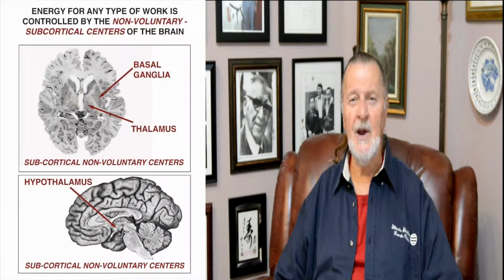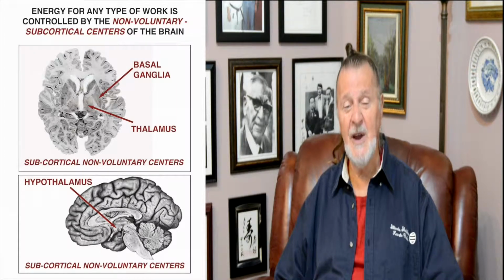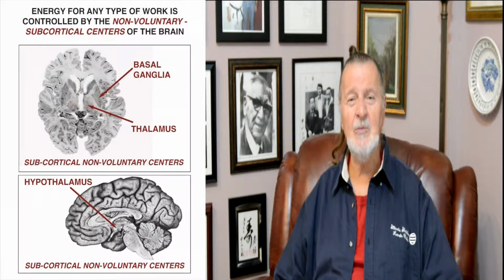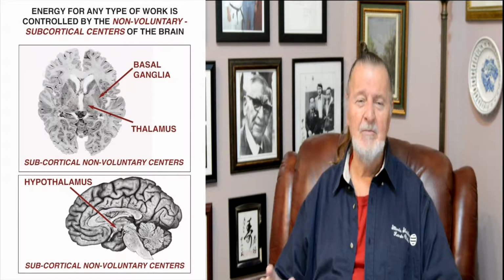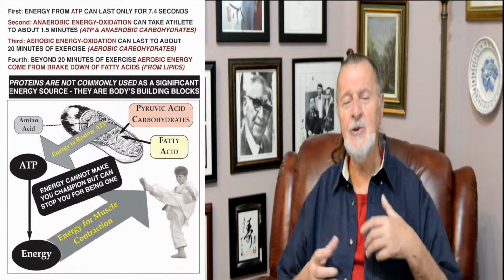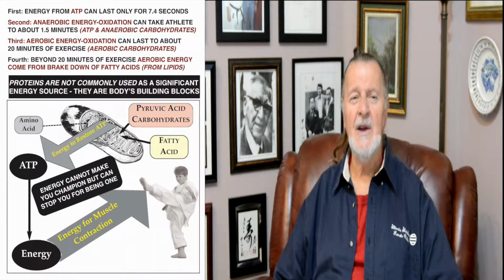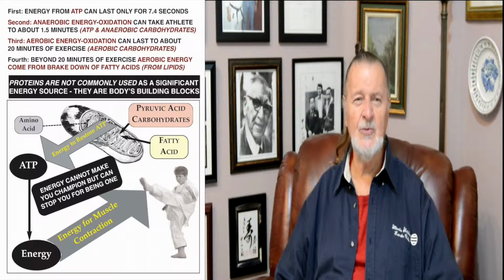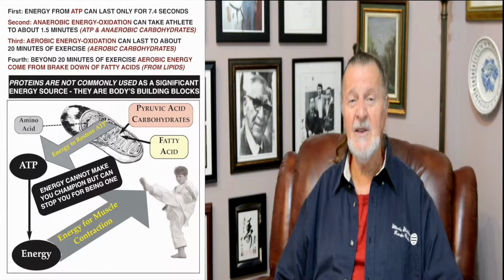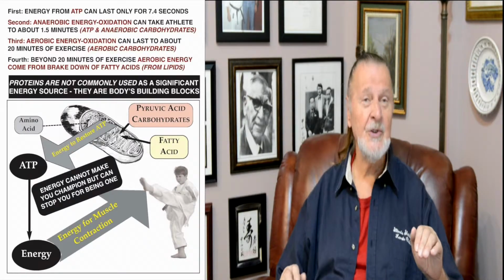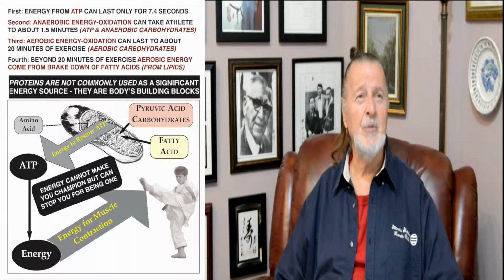Now, energy for any type of work is controlled by the non-voluntary subcortical centers of the brain that involve the basal ganglia, thalamus, and hypothalamus. That's something that we share with all other mammals and living creatures. Now, how do we draw energy? Energy really comes in 4 different ways. The first form of energy is just what we have in ATP, which is adenosine triphosphate. And with that energy, if we don't use any other energy source, we can exercise up to 7.4 seconds.